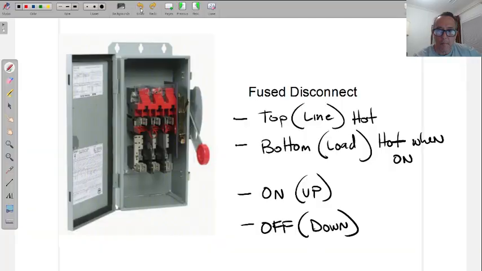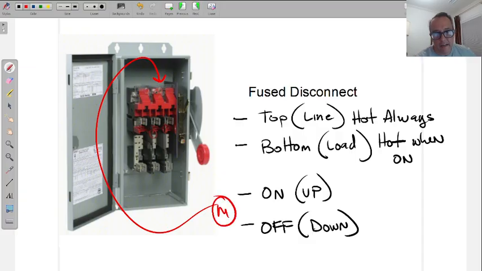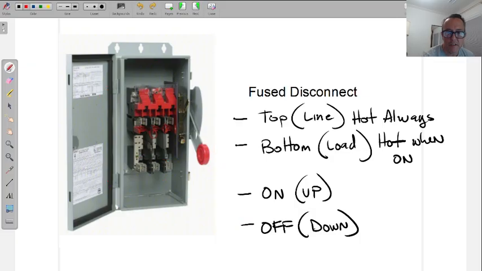The reason why I want you to know top line, hot always. Oops, I didn't write always. You said it and I just let it go. Bottom, hot only when on, is because I have seen this. I've seen people land the load on the top, the part that's going to the motor, and the power coming in, they've landed on the bottom. I've seen people make that huge mistake, which is dangerous. Now when you shut it off, it's in the off position, but the power is still on down here. And this is not built to be wired up that way. You can see this red protective shield is on the top part, protecting the hot wires that are always hot.